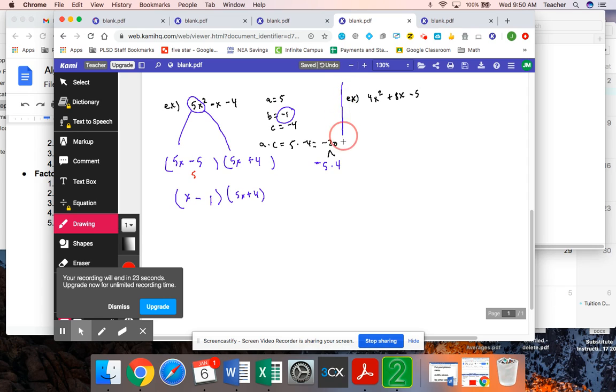And let's just see if I can do this one quickly as well. A times c is going to be negative 20, because it's 4 times negative 5. I need factors of negative 20 that add up to 8. That's going to be 10 times negative 2. And so I can break it down that way. I'm going to run out of time, but you can continue this.